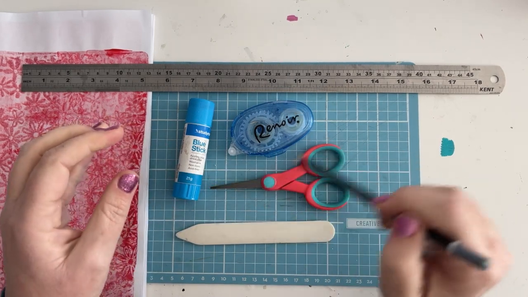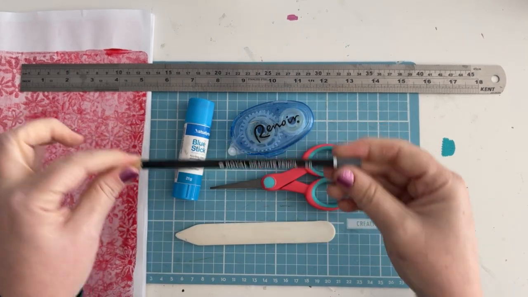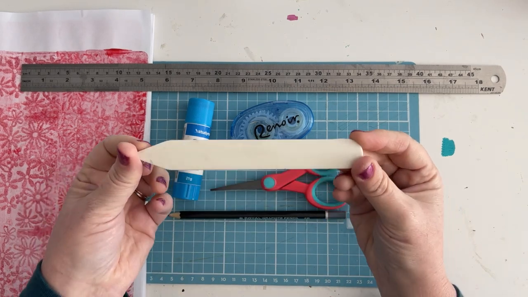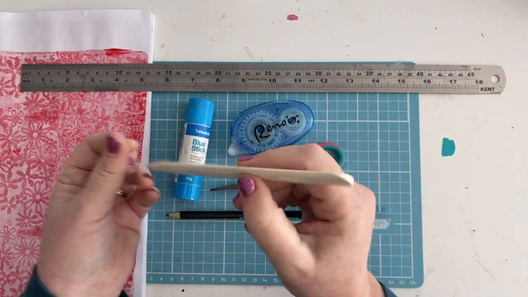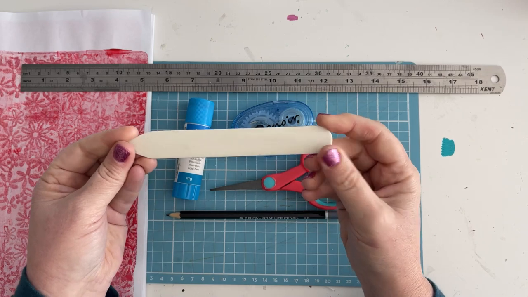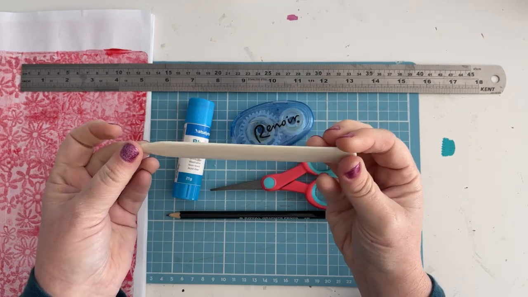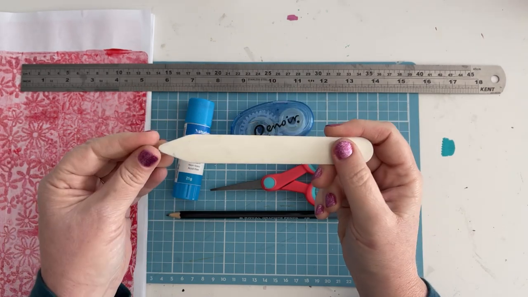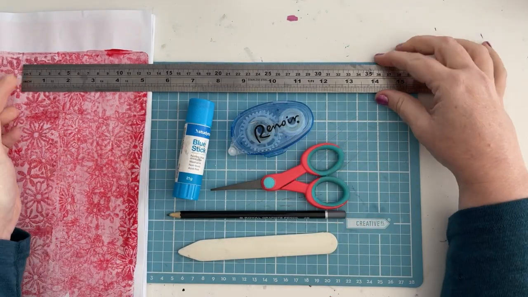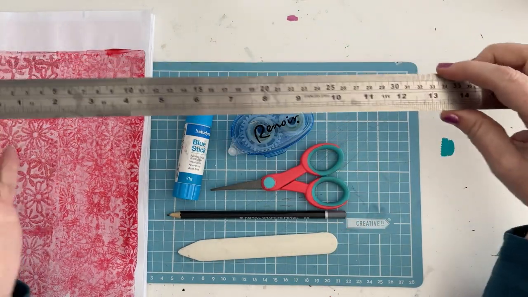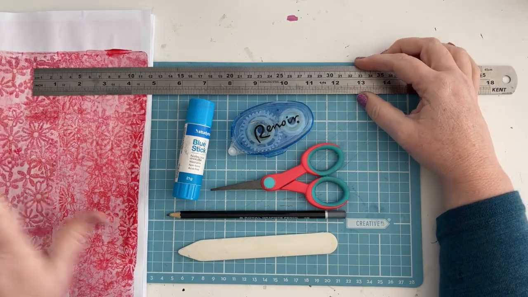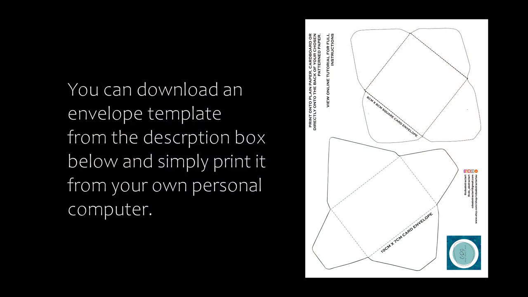Pencil, so you can draw around your template once we've made it. And this is called a bone folder, and that helps to make really good creases. You can also just use a credit card or a ruler or even just your fingers, that's fine. A ruler is very useful if you want to make good creases. And of course you'll need some paper. And that's it.